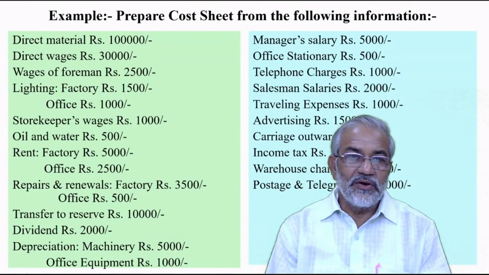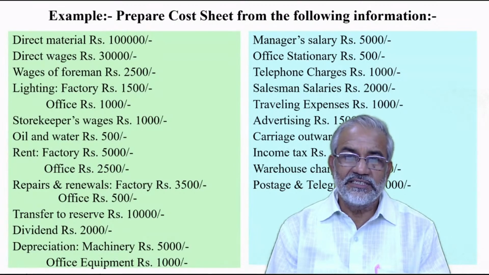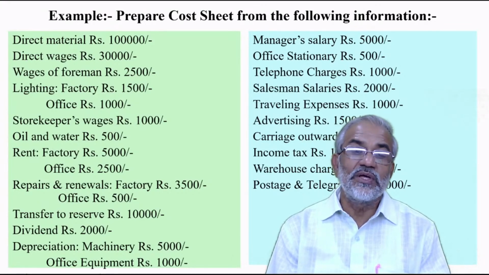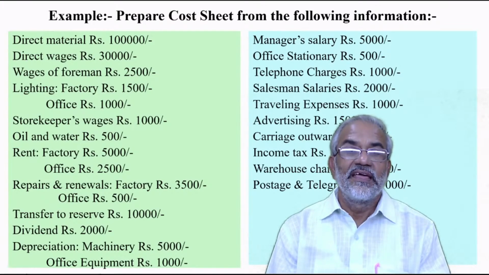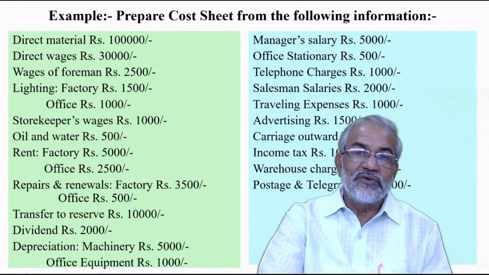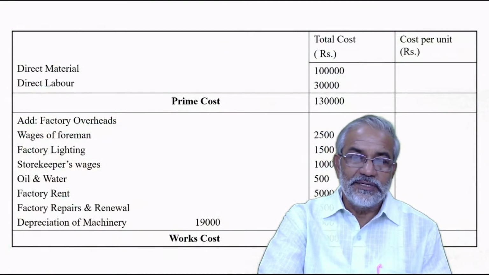Manager's salary is 5,000. Office stationery is 500. Telephone charges is 1,000. Salesman's salary is 2,000. Traveling expenses is 1,000. Advertising is 1,500. Carriage outward is 1,000. Income tax is 10,000. Warehouse charges is 1,500. Postage and telegram is 1,000. From this, we need to prepare a cost sheet, which is otherwise called the statement of cost, which is being prepared here.